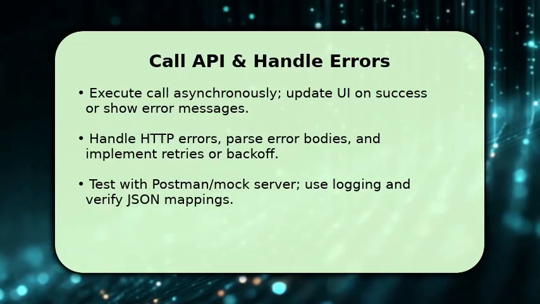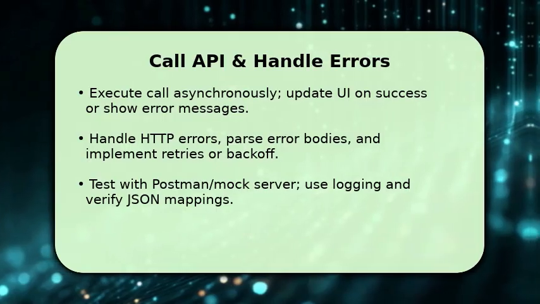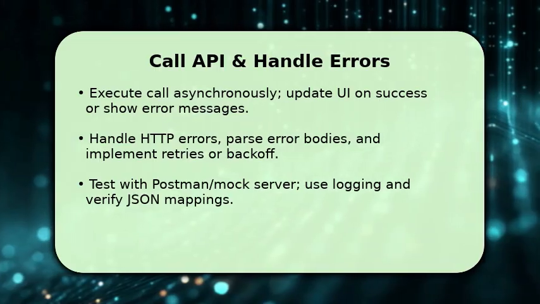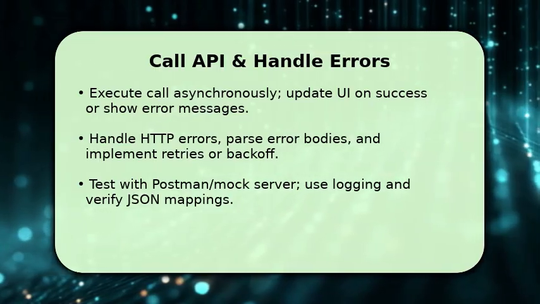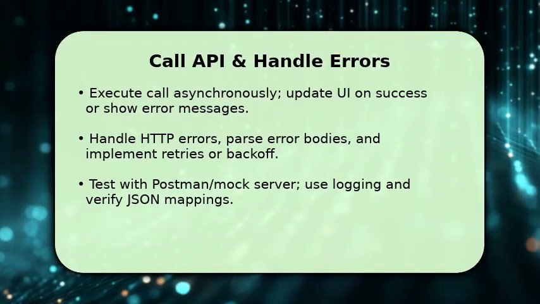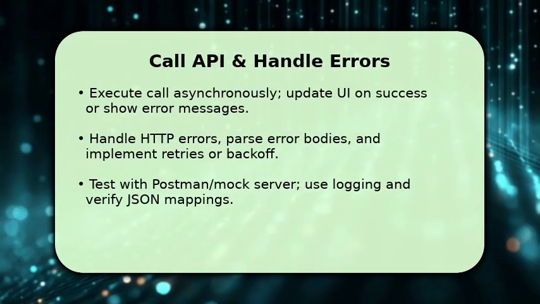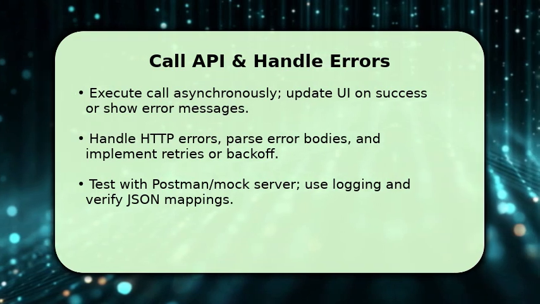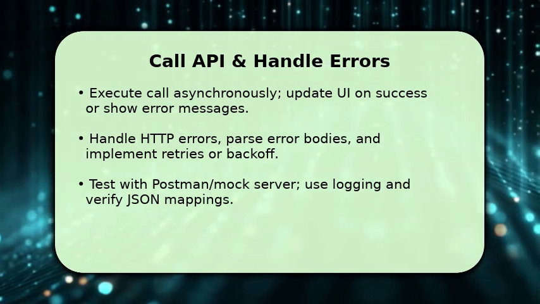Execute the API call asynchronously, and on success, update UI components on the main thread. If an error occurs, parse the error body to show actionable messages and implement retry or exponential backoff where appropriate. Also add network logging and unit tests against a mock server to validate JSON mappings and edge cases.